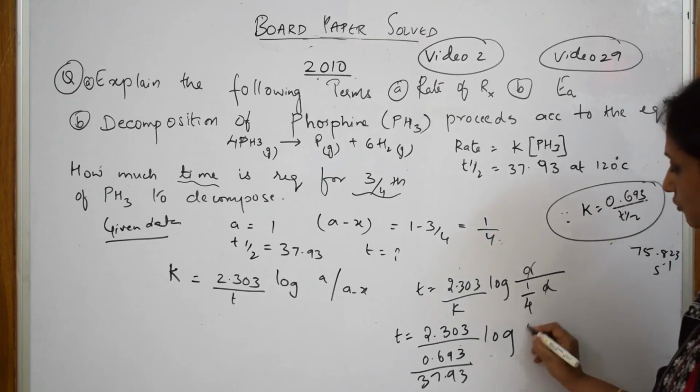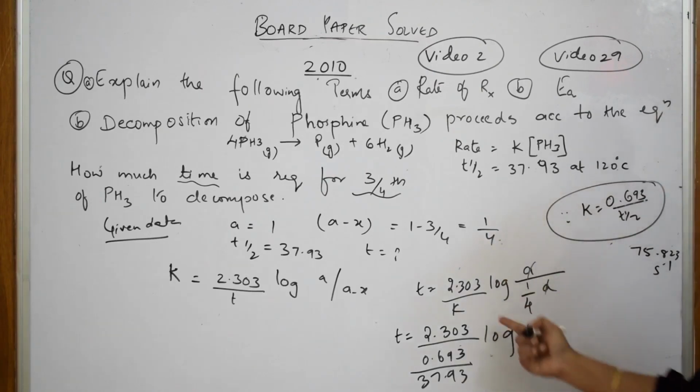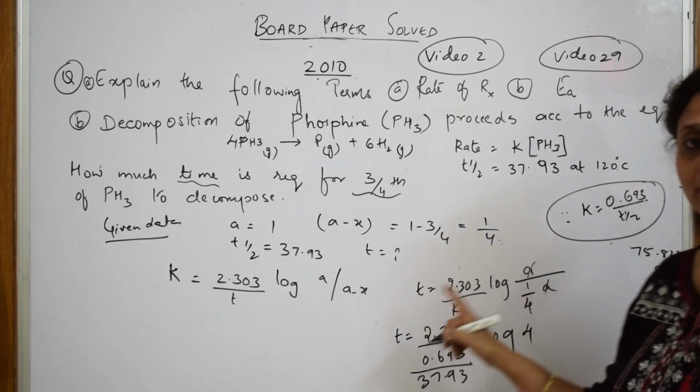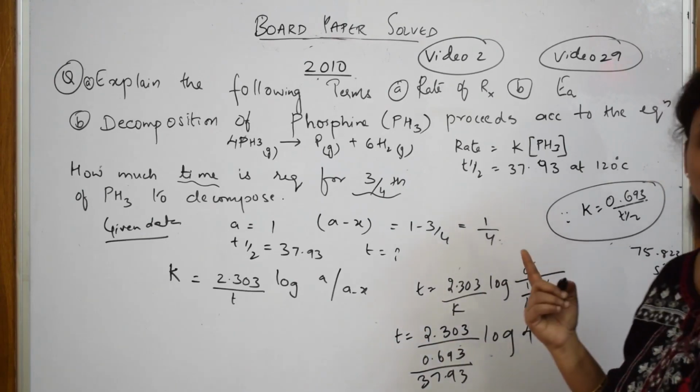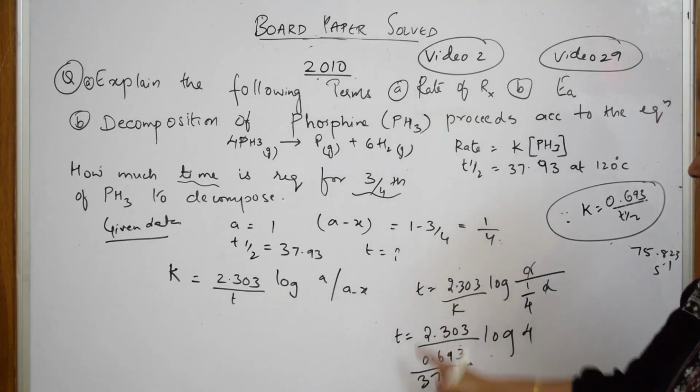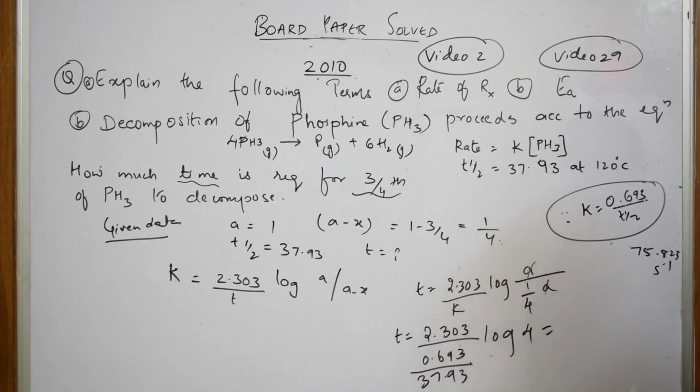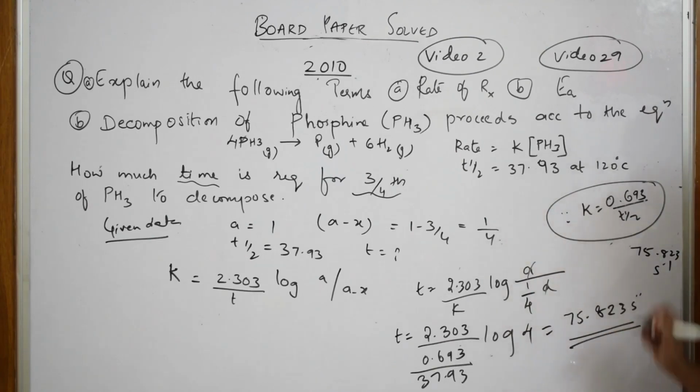So this becomes log 4. Correct. So you can just solve this whole thing. Log 6 has 0.60 something, some value. Substitute the whole thing. You'll finally get an answer of 75.823 seconds. This is the answer. So your T half we have already got, right?